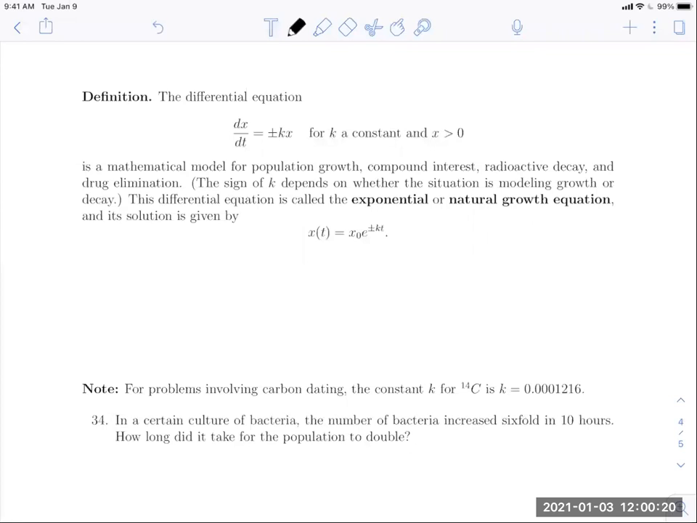So this is called the exponential or natural growth equation. That plus or minus there is just going to identify whether you're growing or decaying. So if it's a growth equation, it's a plus. If it's a decay equation, it's going to be a minus. And I have the solution stated right here, but let's go ahead and derive it.